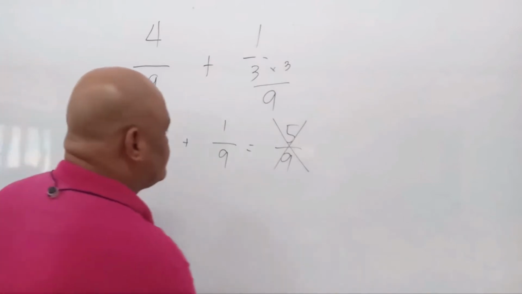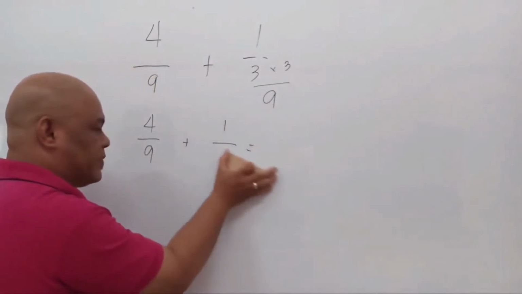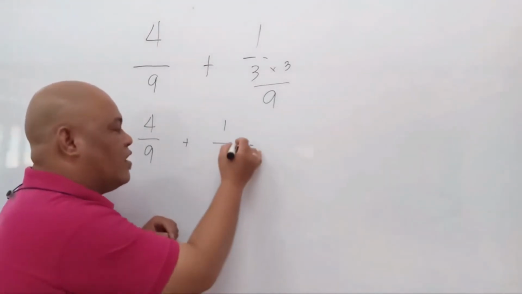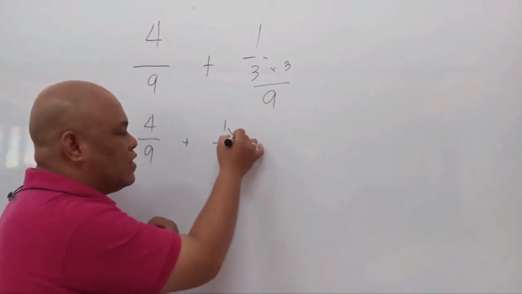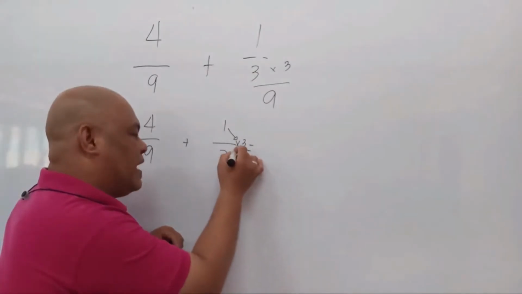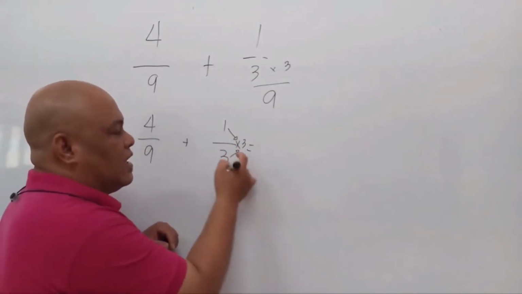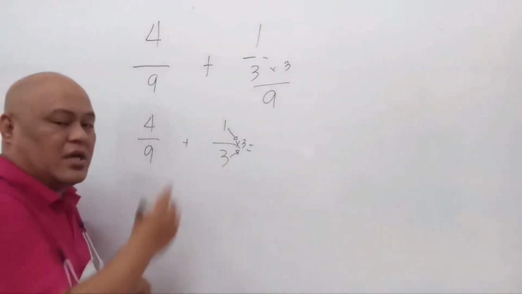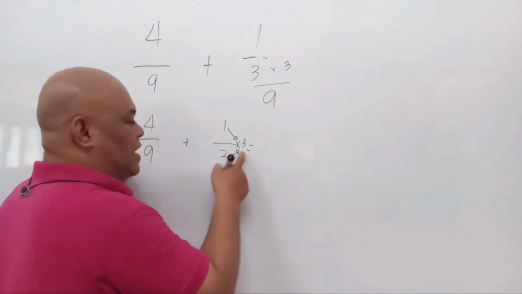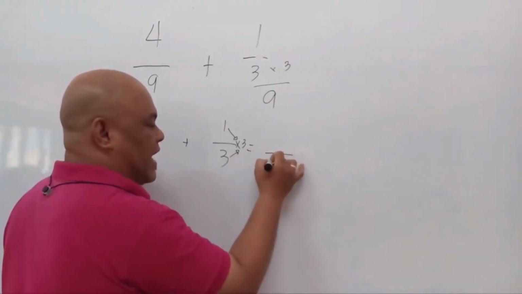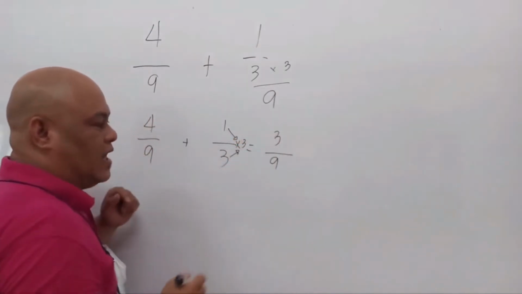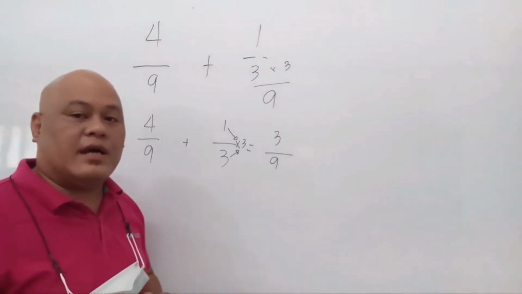Why? Because what you did in the denominator, you have to do in the numerator also. So if you multiply the denominator by 3, you have to multiply the numerator by 3 also. Like this, 3 times 3 is 9, and 3 times 1 is 3. So the answer is 3 over 9.